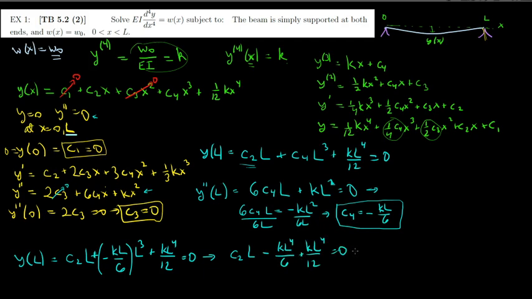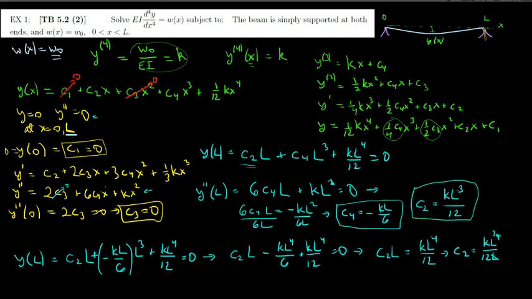And so what do we get? We get that C2 times L, so this is going to be negative 2 over 12 plus 1 over 12 is negative 1 over 12. So when you add that to both sides, you just get KL to the 4th over 12. And so finally, C2 is just KL to the 4th over 12L. So one of the L's cancels, and you get L cubed. So, all right, let me write that up here. So C2 is just KL to the 3rd over 12. Okay, so that gives us all our C's.